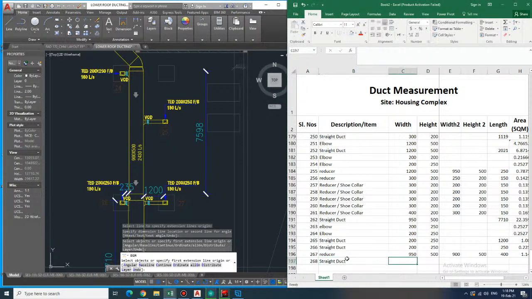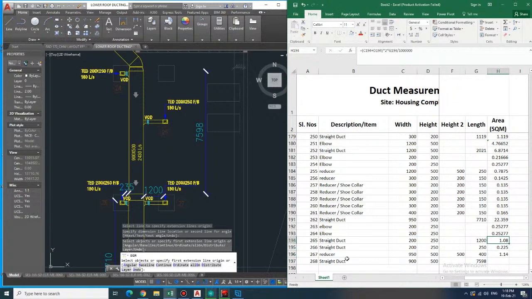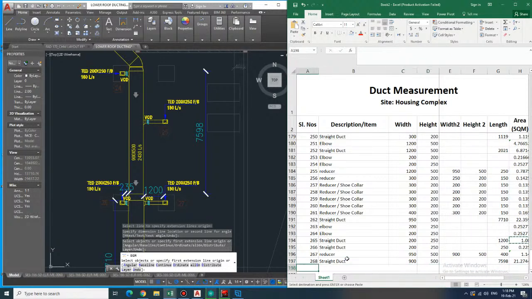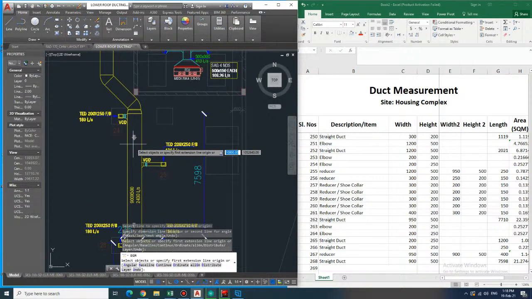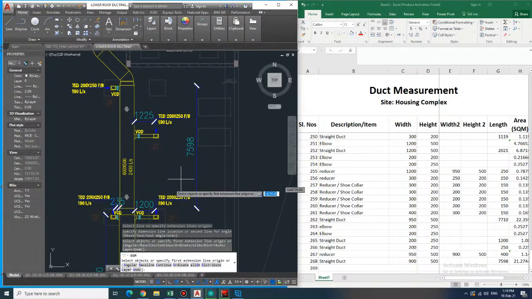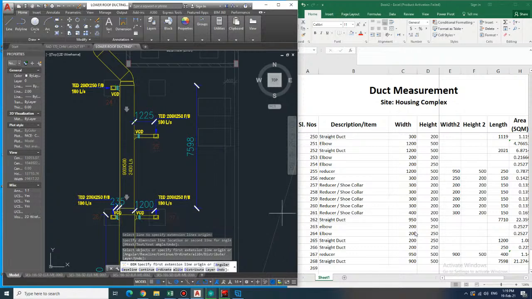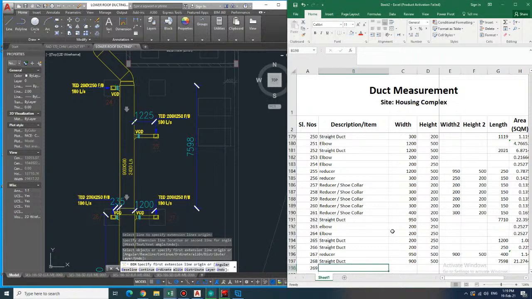Straight duct, 900 by 500, length 7598. It will come 21 square meter. 269. So we'll go for these two branches. 1, 2, 3, 4 shoe collars. 2 shoe collars we missed. That we will add here.